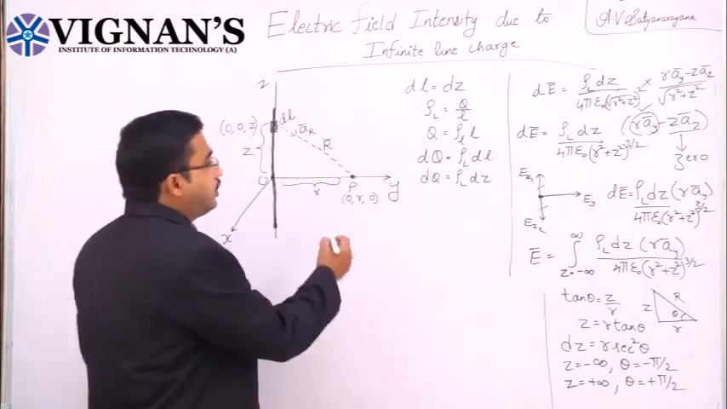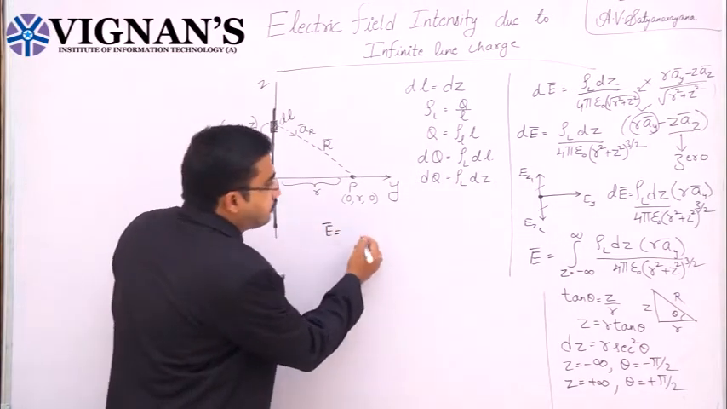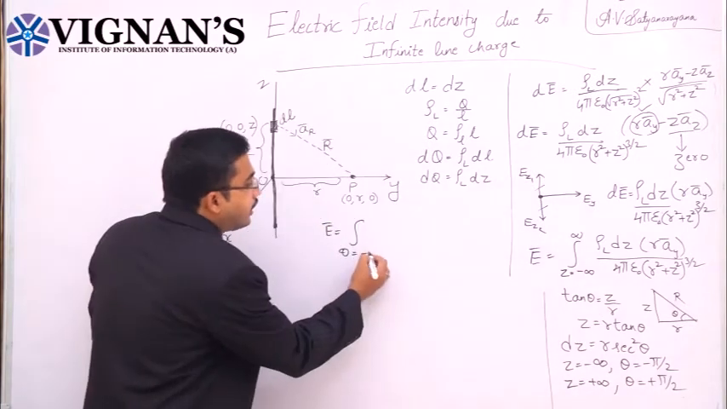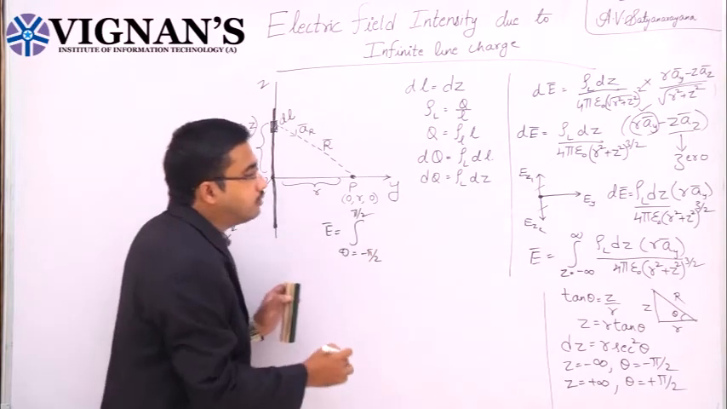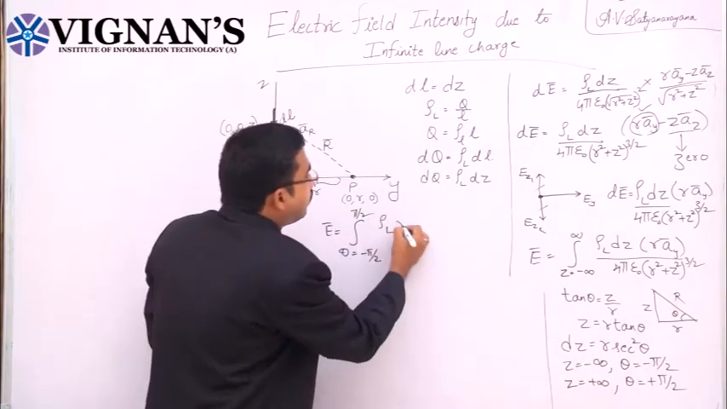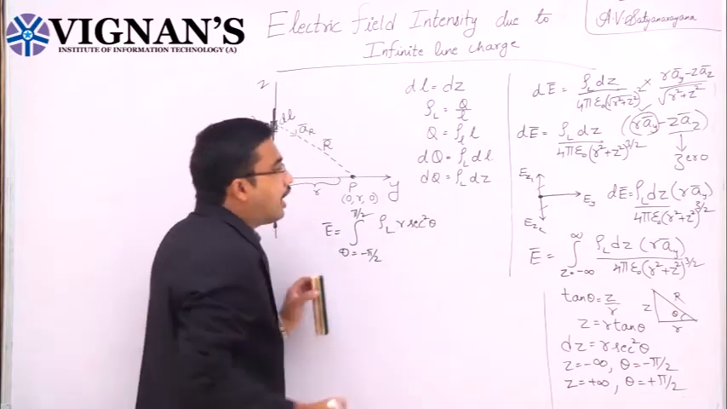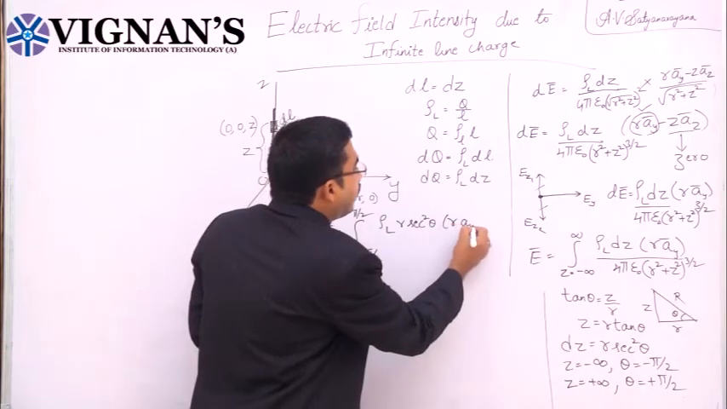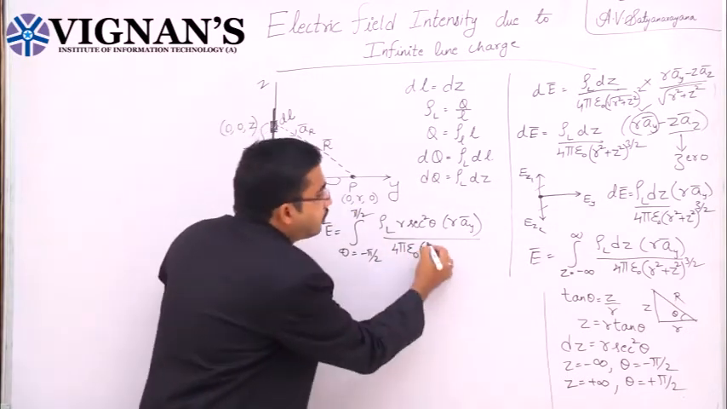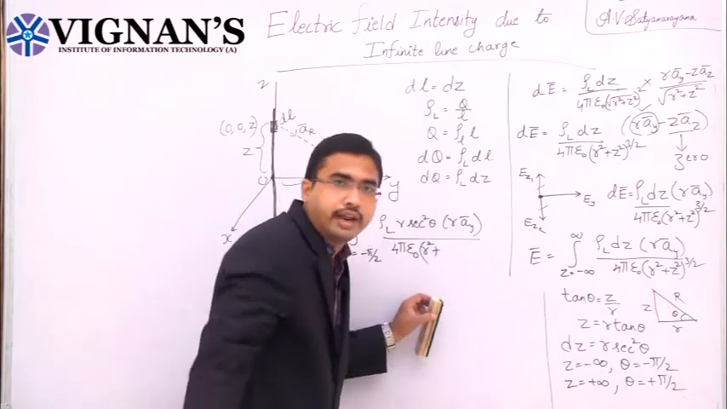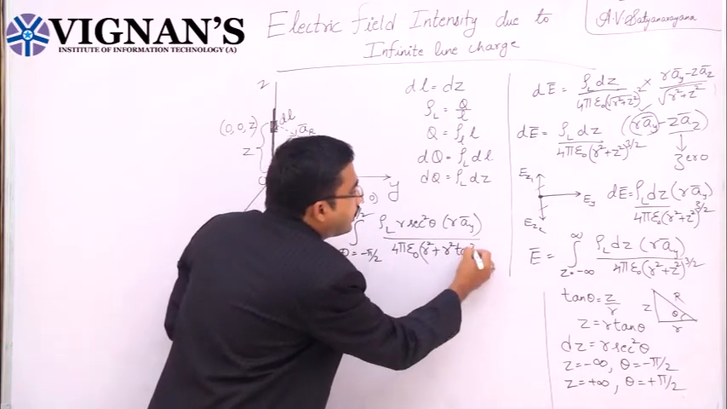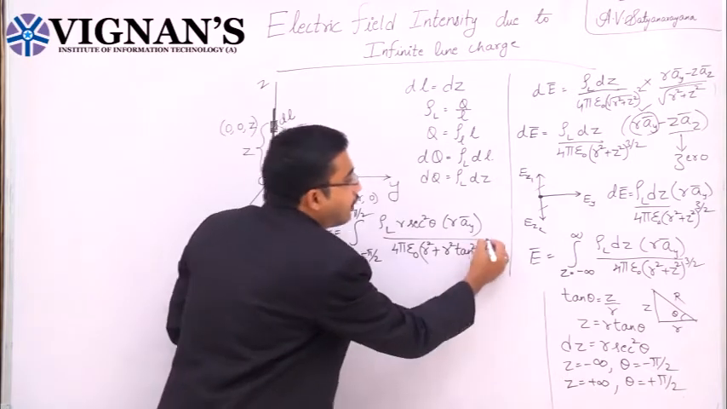On simplifying this expression, we will get E bar equal to, we are taking the theta limits now, because I am converting z in terms of theta. So theta from minus pi by 2 to plus pi by 2, rho L. In the place of dz, what can we write? dz is r secant square theta d theta, into r a_y bar by 4 pi epsilon naught into r square, plus in the place of z what can we write? In the place of z I can take r tan theta. So r square tan square theta, because here z square is there, whole power 3 by 2.